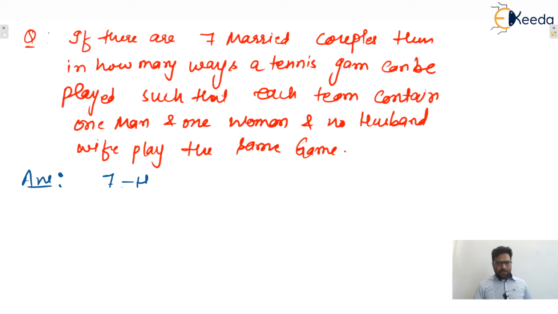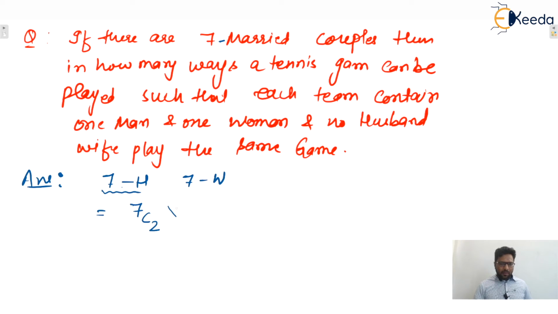So 7 husbands and 7 wives are there. So we need to select 4 out of these 14 persons. Yes or no? Now let us take the husbands first. We can select any 2 out of these 7 husbands in 7C2 ways. These will be the total number of ways.